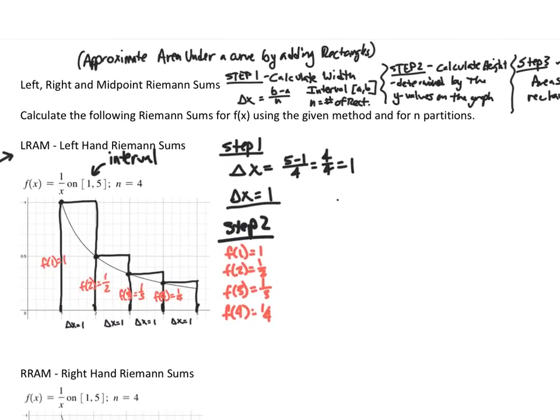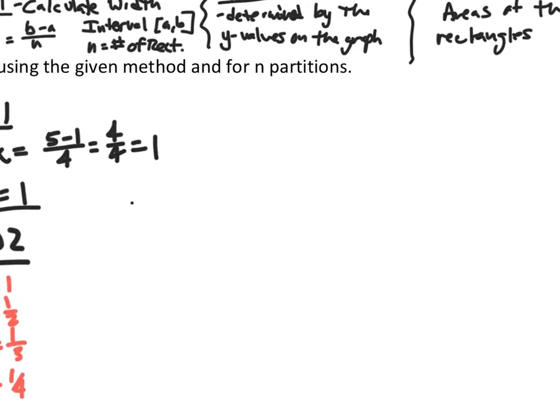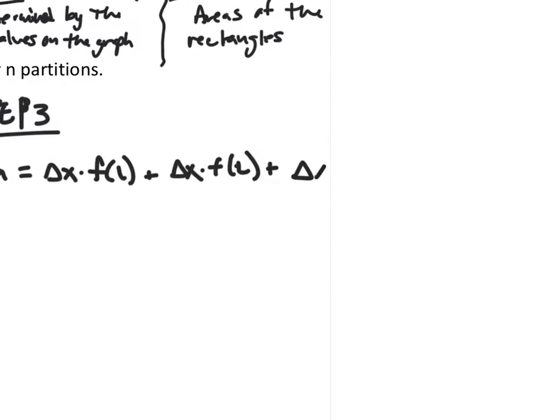Let's take a look at this. Step 3, let me zoom in here. Step 3 means I want to add up all my rectangles. So my area is equal to, and I'm going to do delta x times f of 1, just for notation purposes, plus delta x times f of 2, plus delta x times f of 3, plus delta x times f of 4.